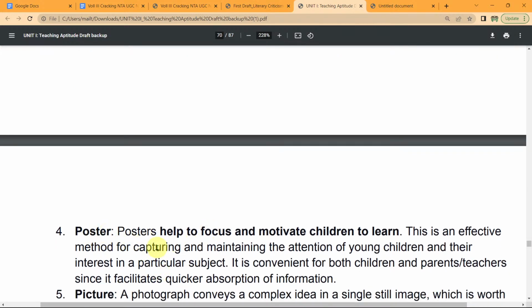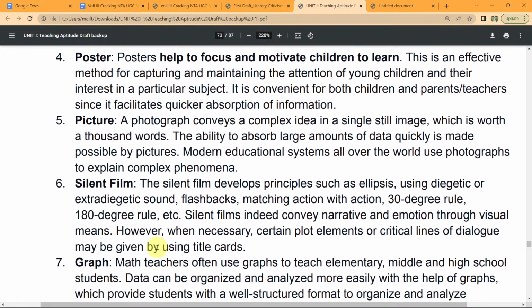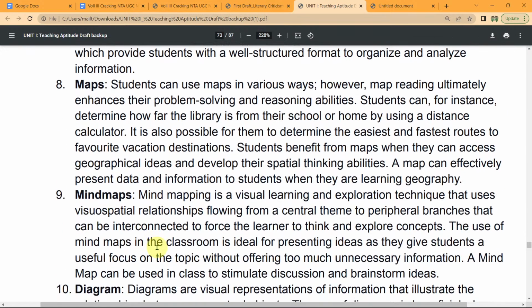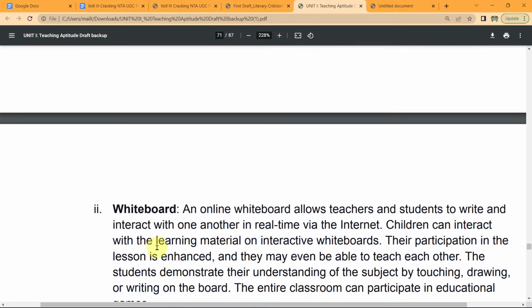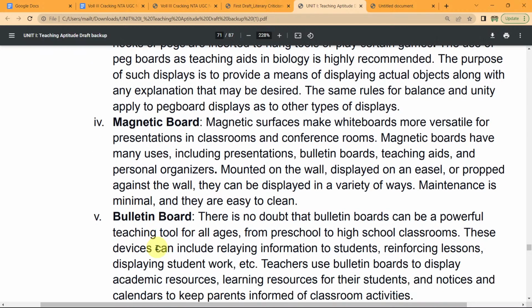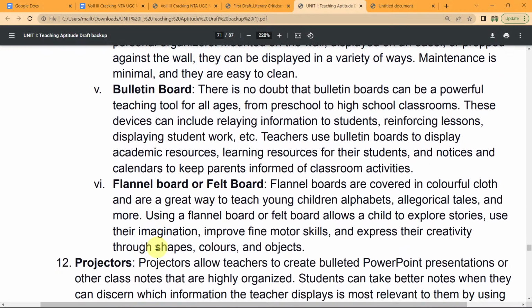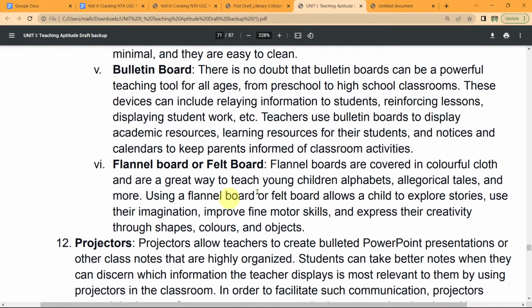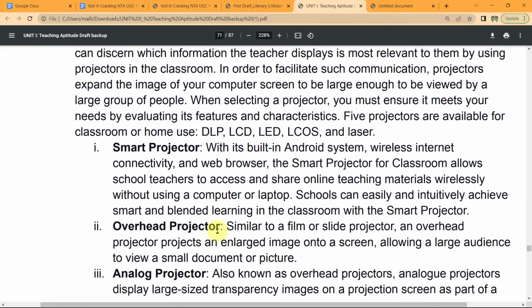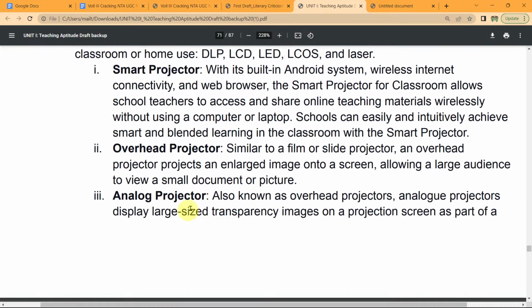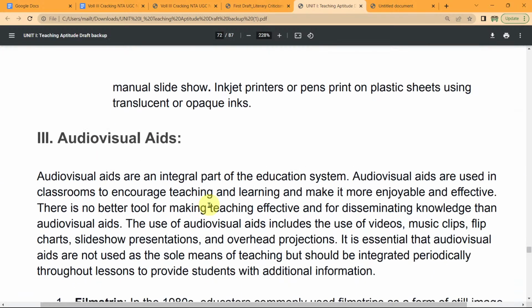So poster, also picture, silent film, graphs, maps, mind map, diagram, display board which could be blackboard, whiteboard, pegboard, magnetic board, bulletin board, flannel board, which is covered in colorful cloth and is a great way to teach young children alphabets, allegorical tales and more. Projectors, smart projector are there, overhead projector, analog projector.